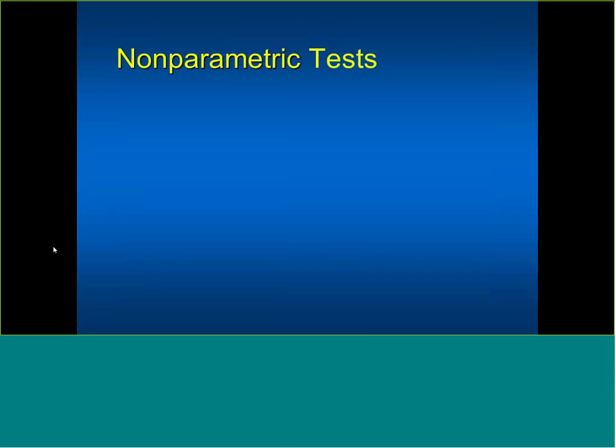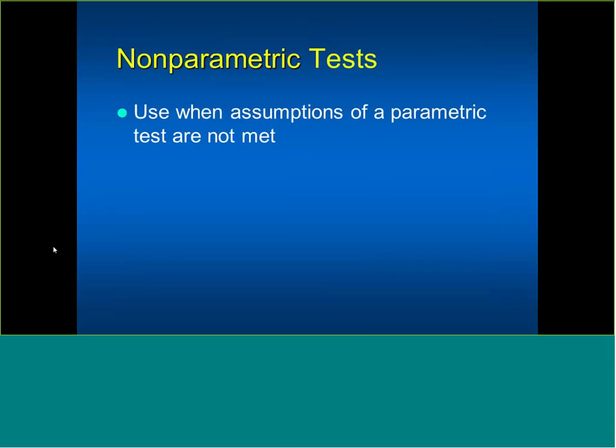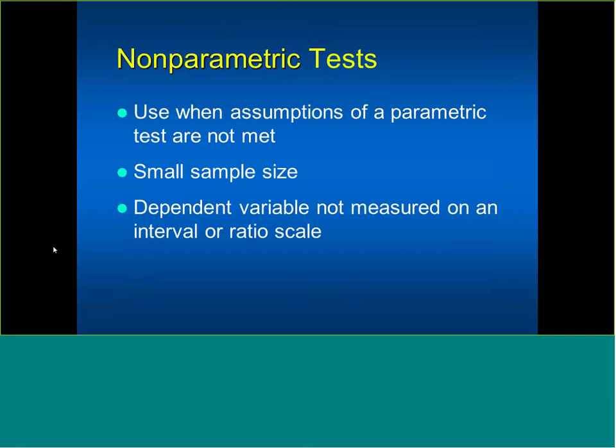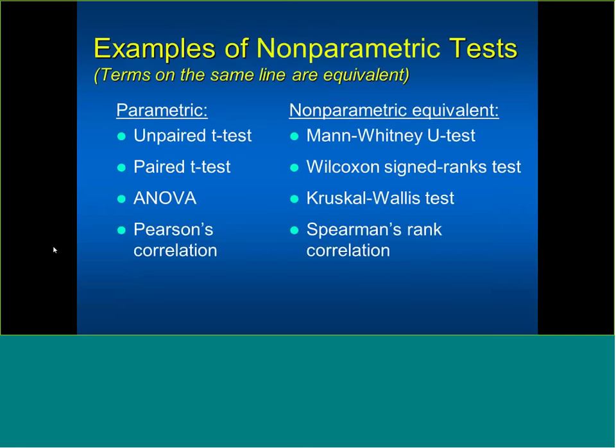Okay, so let me move on now to non-parametric tests. So what happens if you don't meet the assumptions of a parametric test? Maybe you've got a problem with homogeneity of variance, maybe your data are not normally distributed, maybe you have a small n. Well, you can use a non-parametric test. I'm going to show you here on the left-hand side are the parametric tests, and on the right-hand side are their equivalents in the non-parametric tests.